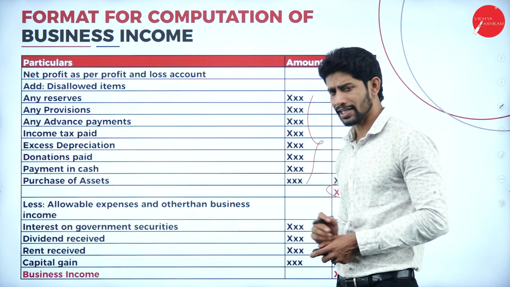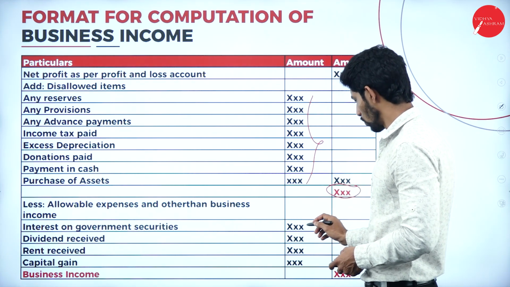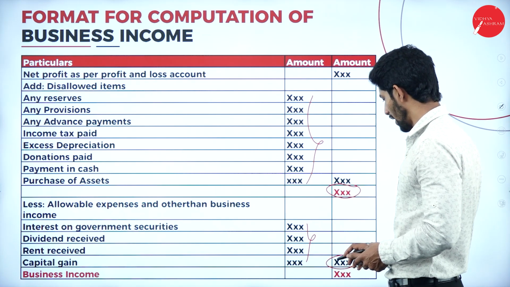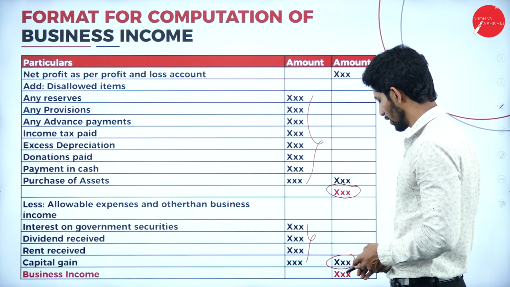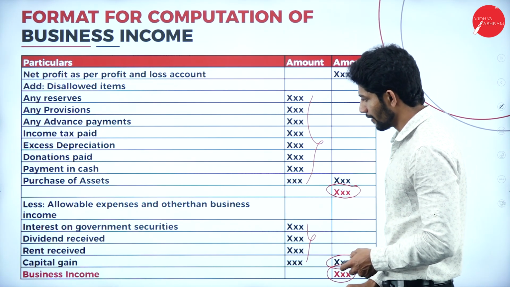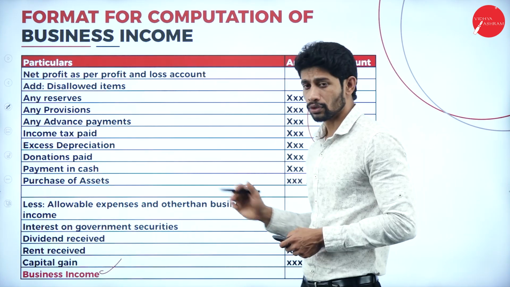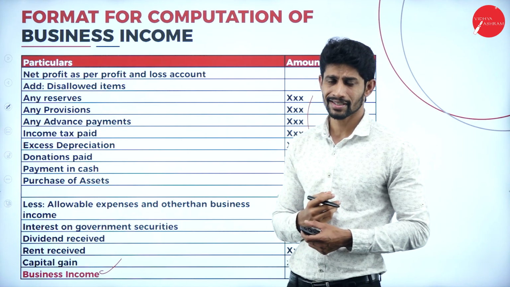So these items should be deducted. Total these items which are in the inner column, take it to the outer column, and deduct this value from this particular value. So you'll get the balance. This balance is called what? Business income. The balance is called business income. So this is how we are supposed to compute the business income.